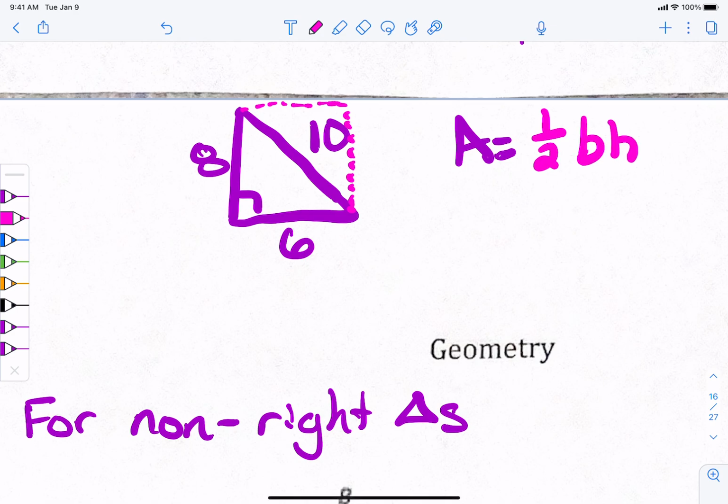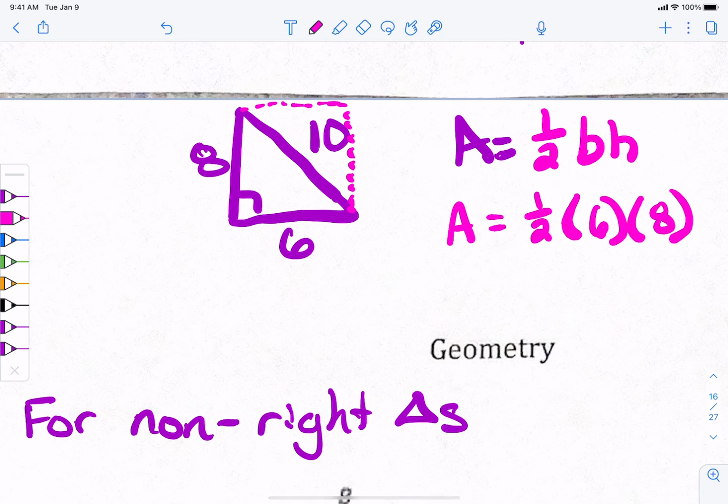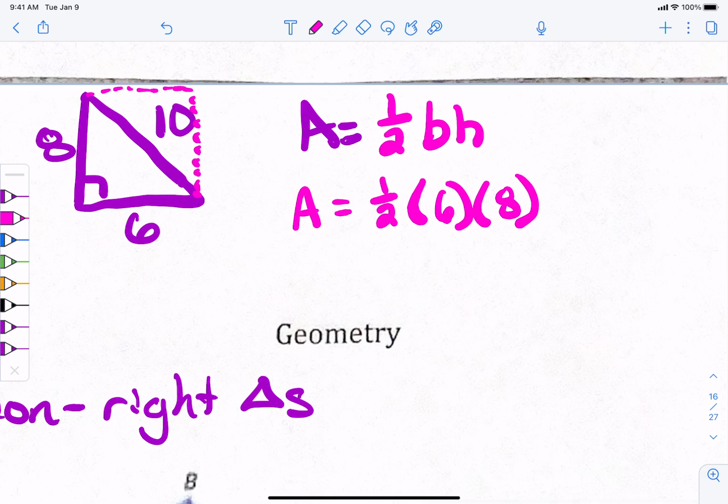So if I'm doing the area of this triangle, what is the base and what's the height? The base is 6 and the height is 8. And we do not use 10 to find the area, because the 10 is just the slanted hypotenuse. We don't care about it. So I could do half of 6 is 3, and 3 times 8 is 24, and the area of that is 24. Or you could do 48 and then half of 48. That would work too. Or half of 8 is 4 times 6 is 24 also. Whatever way you want to do it, I don't care. But that area is 24.